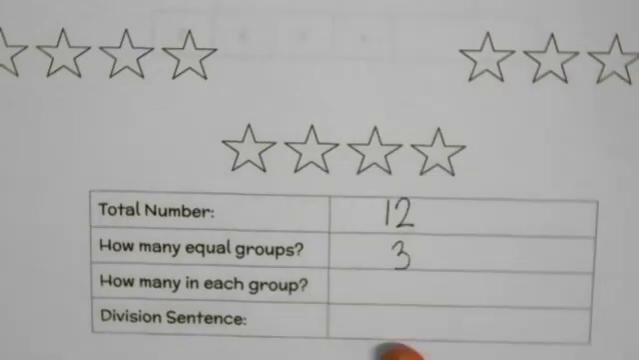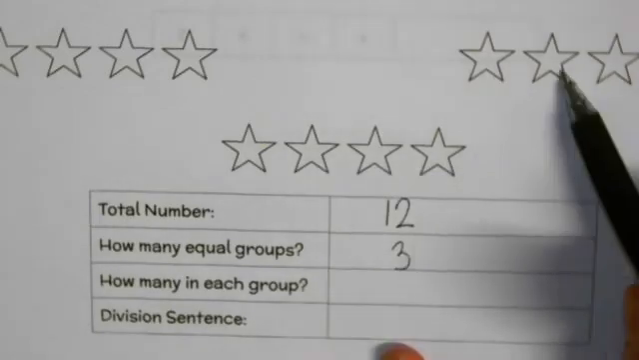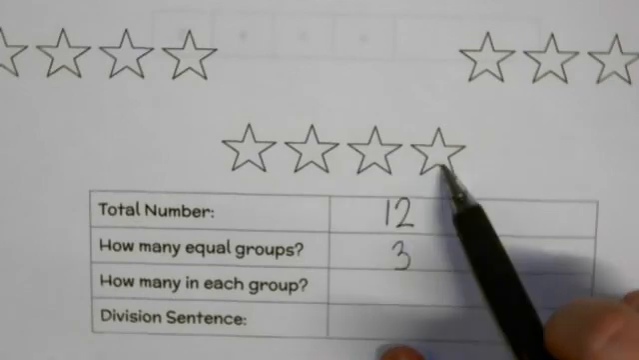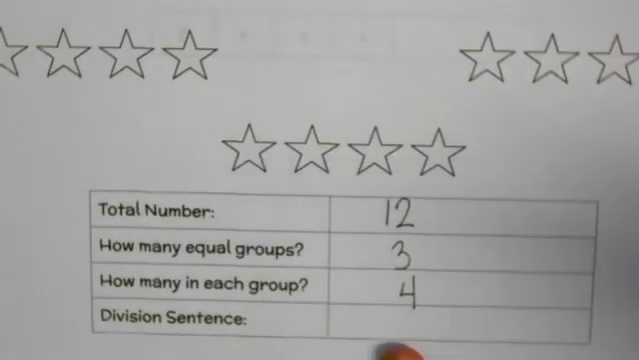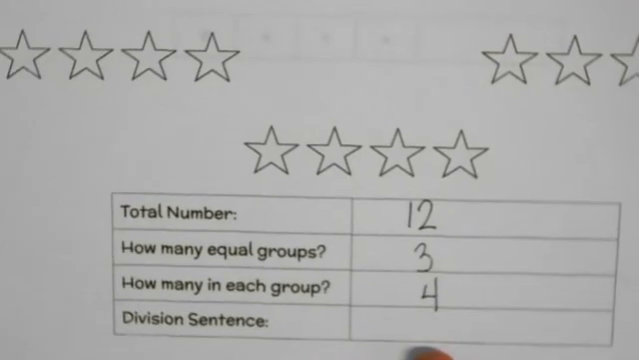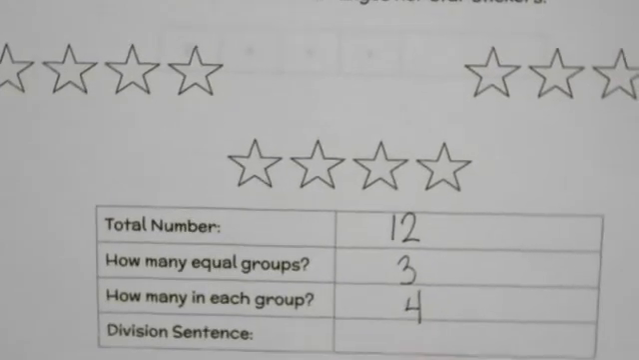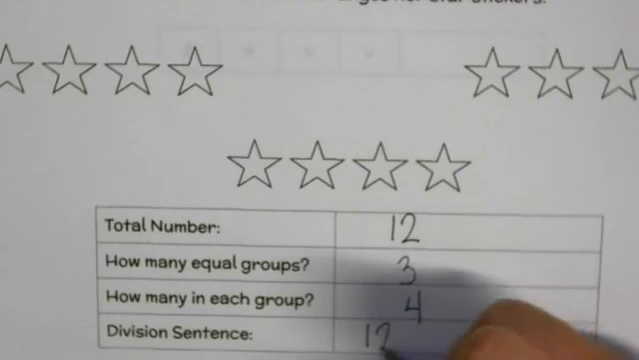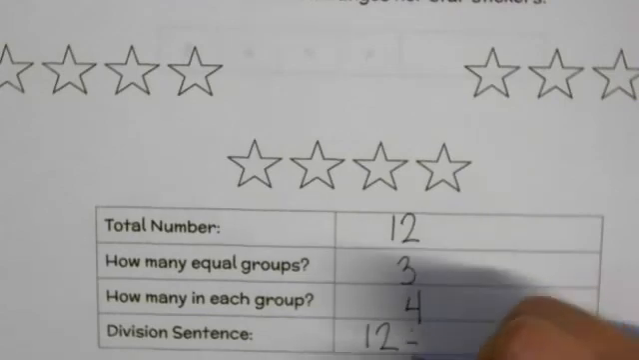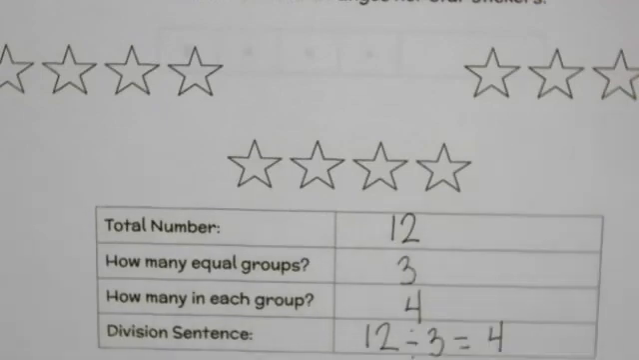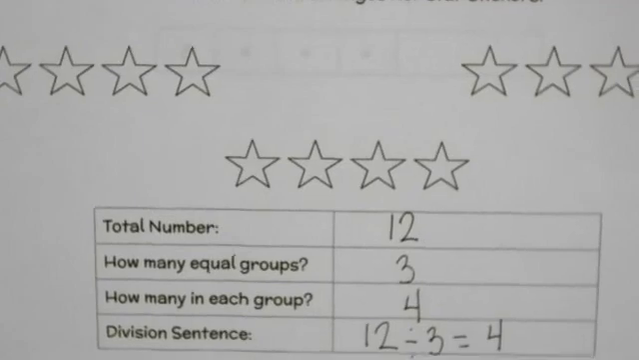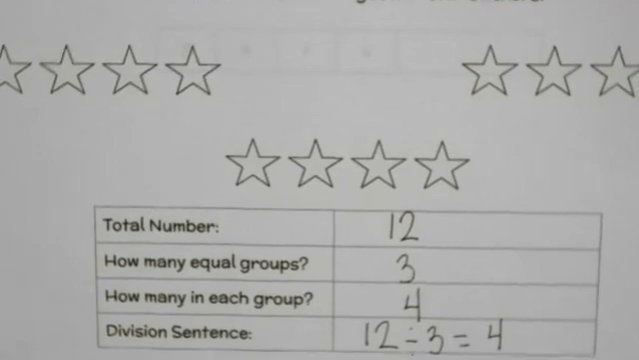How many in each group? 1, 2, 3, 4. 1, 2, 3, 4. 1, 2, 3, 4. 4. So what would the division sentence be? So let's think. If I have 12 stars and I divide them into 3 groups, I'll have 4 in each group. 12 divided by 3 equals 4.